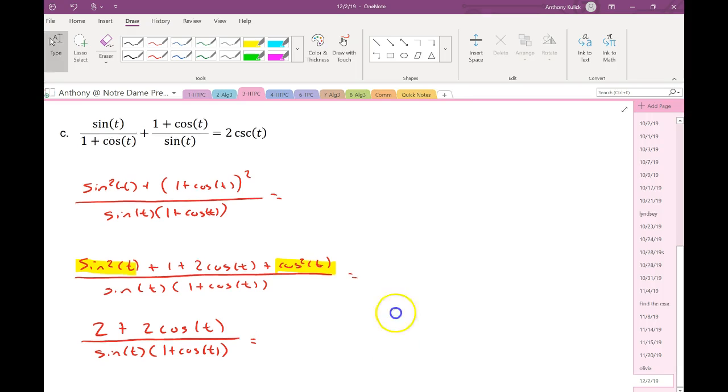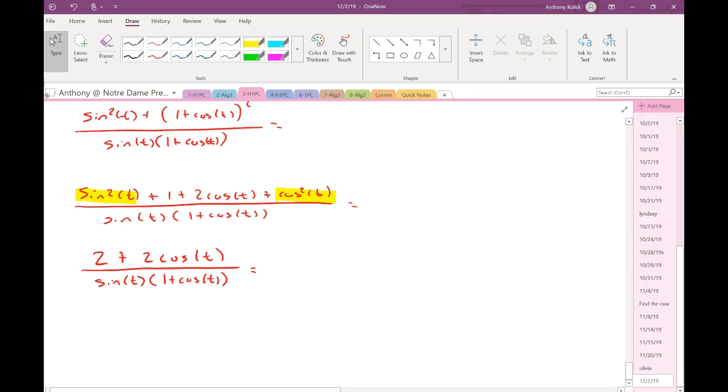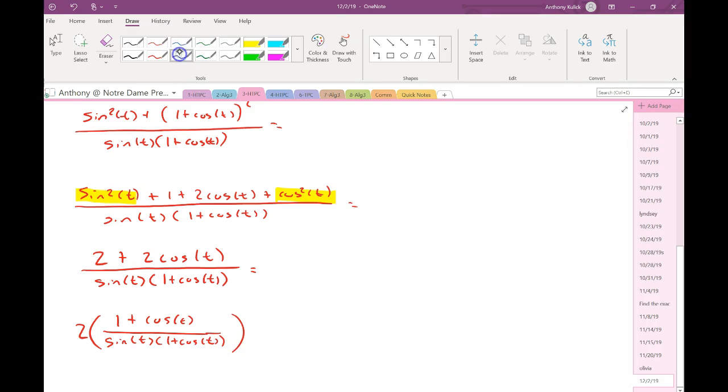What do you notice in the numerator? Greatest common factor. Yeah, everybody see the 2 there? So if I take that 2 out, now what can I do? Ben?